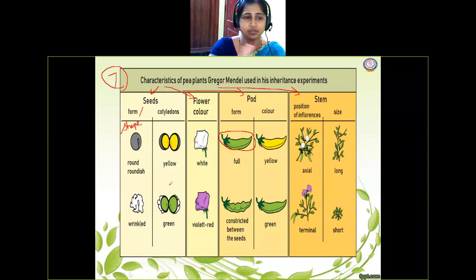Now just observe this for some 10 seconds. You can see there is some variation among them. That you call contrasting characters. If one is round, another one is not the same. It is wrinkled. You can see here, it is wrinkled, right? If one is white color, another one is violet red. Simply we call it violet, that is enough. Another one, if you see, it is flat, we call it full. Another one is constricted. So there is some variation among them. That you call contrasting characters.